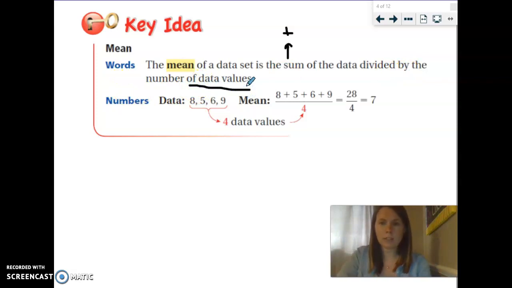So what's the quantity of the amount of data you have? Well, I had 4 data points. They were 8, 5, 6, and 9. There's 4 of them, so I'm going to divide it by 4. And I add all these up together. 8 plus 5 plus 6 plus 9 is 28, and I divide by how many numbers there were, which was 4, and I get a solution of 7, okay? So it's like a good estimate as to your number.